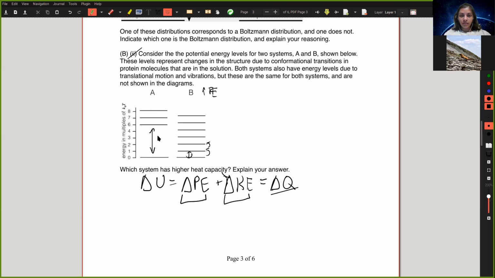So for a given input of energy, it's much less likely in system A that that energy is going to aid a given group of molecules to start populating higher energy levels. Whereas for system B, that's much easier to do. So if that energy can't go towards changing the potential energy of the system, since molecules aren't populating the higher energy levels as much, that energy has to go towards the kinetic energy, since that's the only other place left for it to go. Does that make sense? Okay, yeah, that makes sense. Thank you.